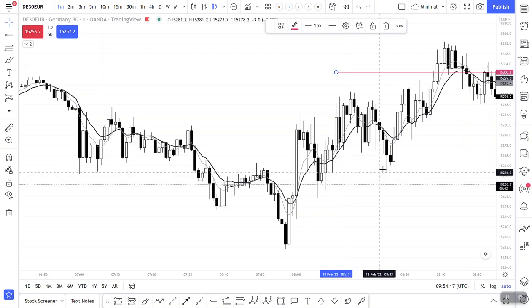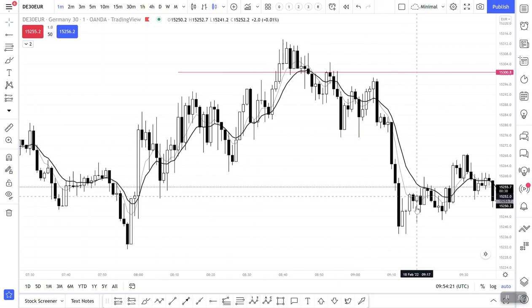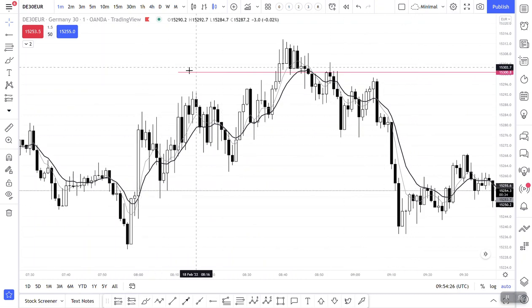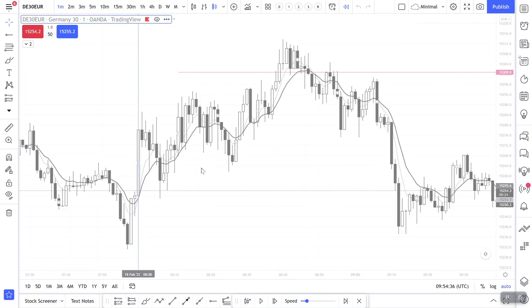Okay, so why did we filter this signal here? Why didn't we go short? Now, there are several different reasons, but let's make it easy. I'm going to go to bar replay. I'm actually going to just do it just before London Open.